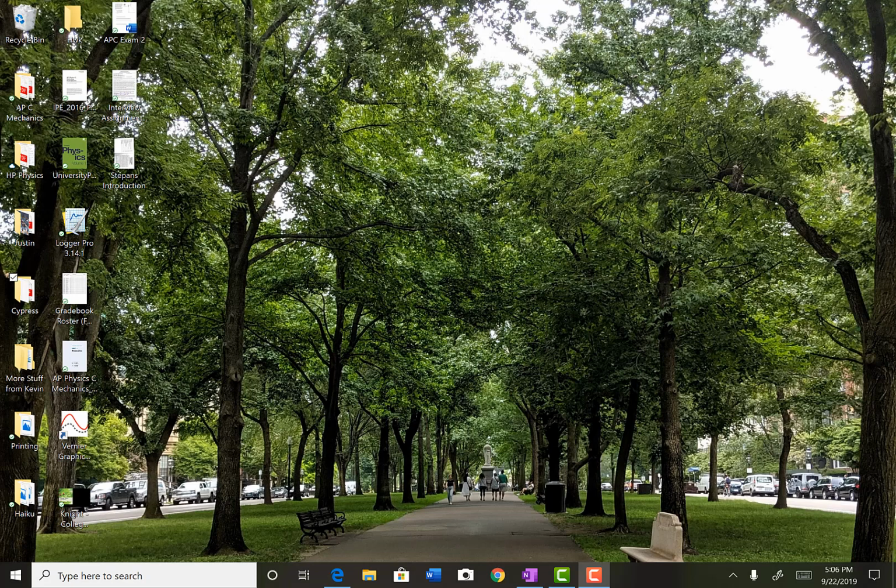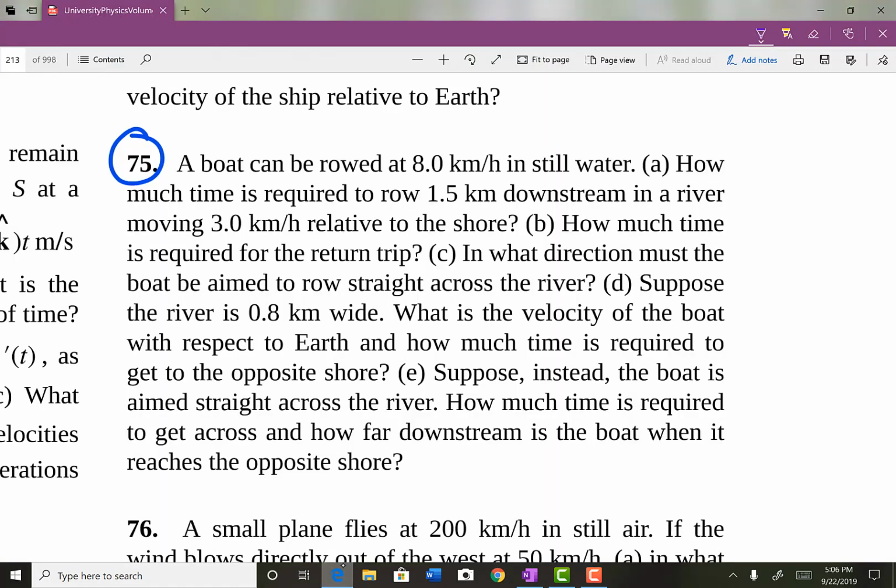All right, hi everybody, and this is going to be a solution that you guys asked for, which was this problem 75 from chapter 4 on relative velocities, basically.